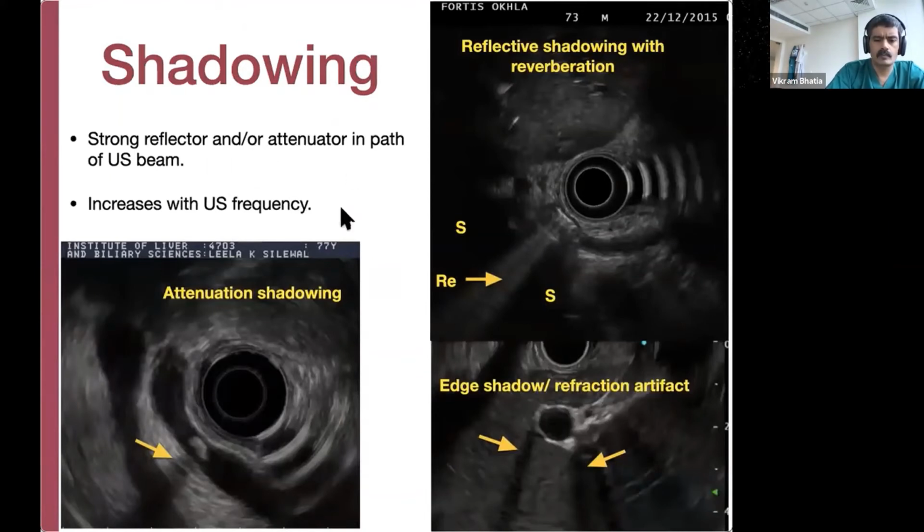So what it means is that the ultrasound beam is coming from here, it is either completely attenuated or it is reflected back, and therefore the tissues behind it appear dark compared to the tissues at the similar level in the surrounding areas. So shadowing results when there is a marked reduction in the intensity of ultrasound due to a strong reflector or an attenuator compared to the surrounding tissues.